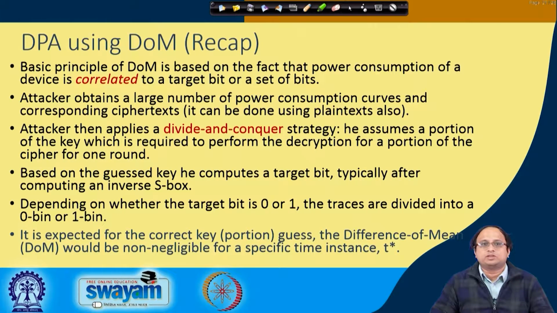Depending upon whether the target bit is 0 or 1, and that depends upon your guess of the key, the traces are divided into a 0 bin and a 1 bin. It is expected that for the correct key, meaning the portion of the correct key, the difference of mean would be non-negligible at a specific time instance, say T star, which is the time when the computation is actually taking place.